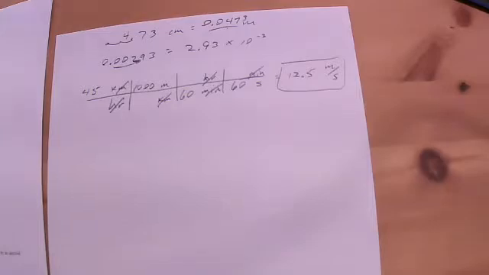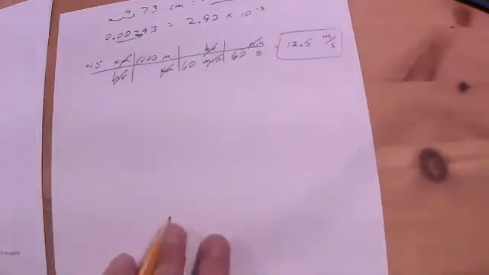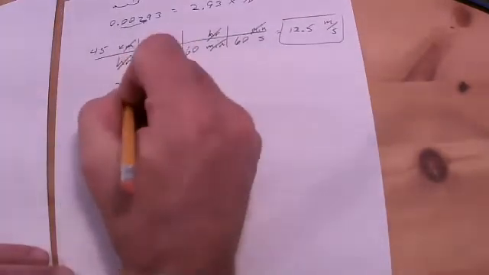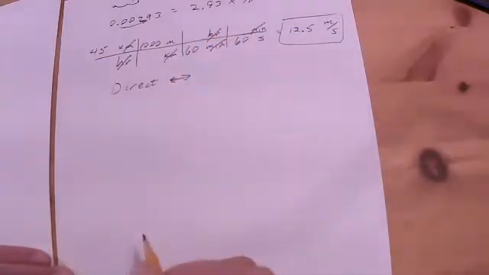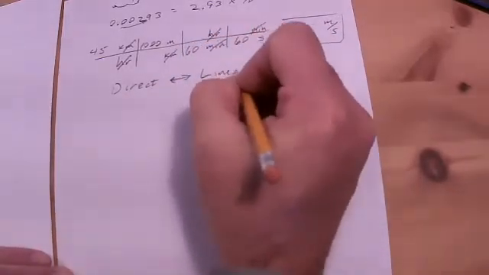Number 4. The shape of a graph for a direct relationship. Another name for a direct relationship that can be used kind of interchangeably is a linear relationship. Direct means linear, and therefore the shape of the graph is going to be a straight line.